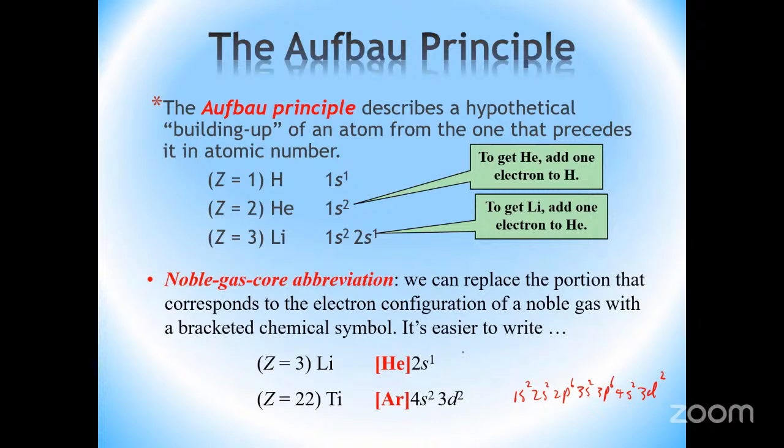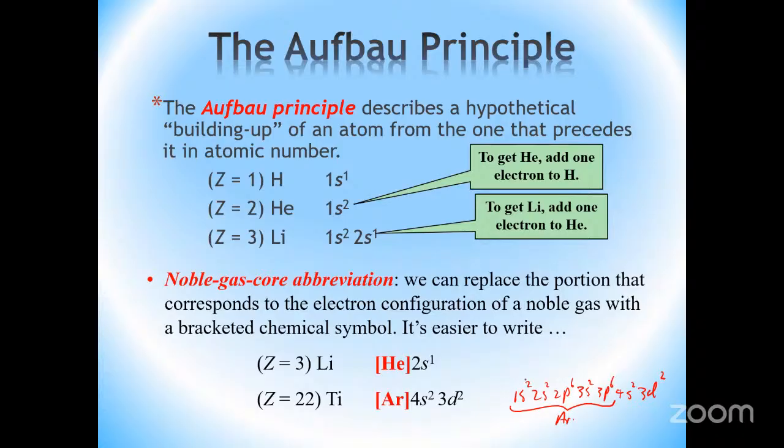Now, as I said before, to get from this to the abbreviated version, what you do is consult the periodic table and see which group 8 element comes before titanium. So when you do that, in this particular case, you're going to see that the group 8 element is argon. And the argon configuration is equivalent to this right here. All right? So this part here is the argon configuration.